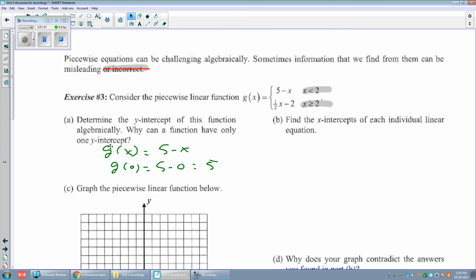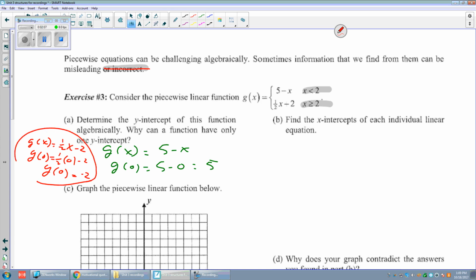What if I type or calculate g of x equals 1/2 x minus 2? So g of 0 is 1/2 times 0 minus 2. g of 0 equals -2. No, not that. Why? Because of the conditional statement. The conditional statement says only when x is greater than or equal to 2 can I use that equation. So this is the y-intercept.